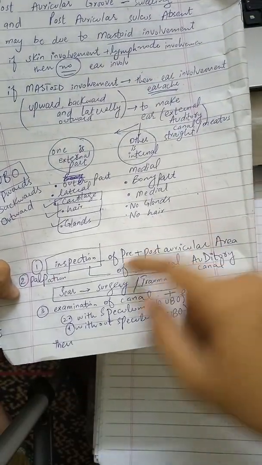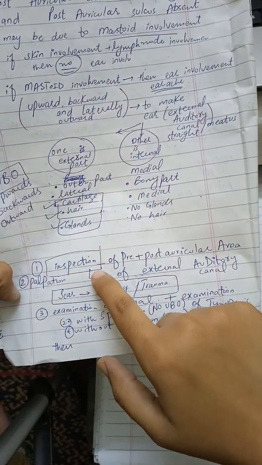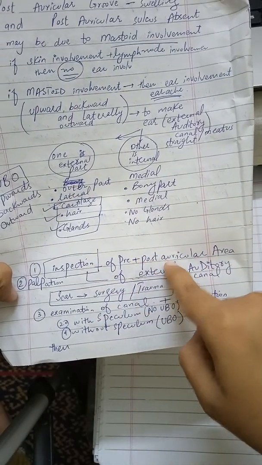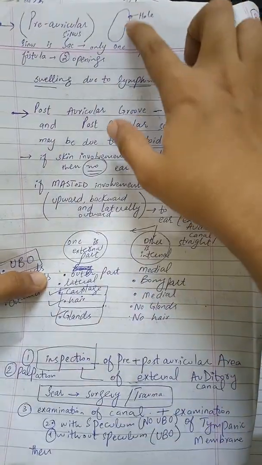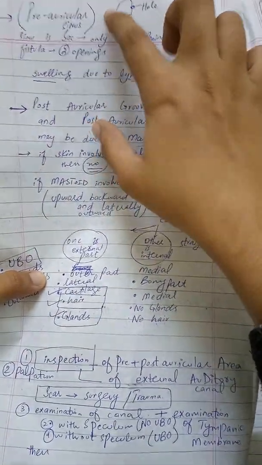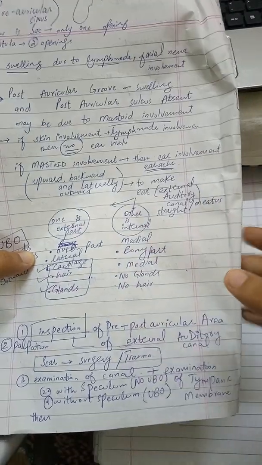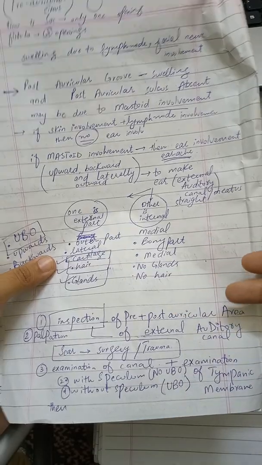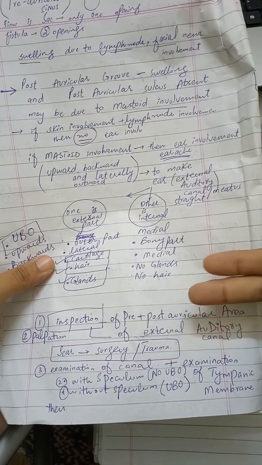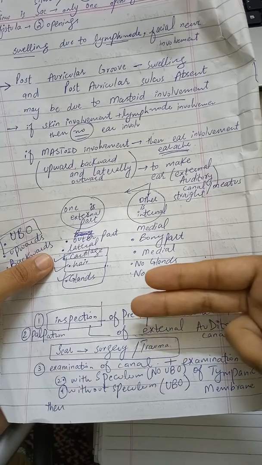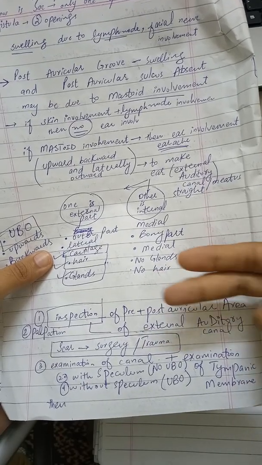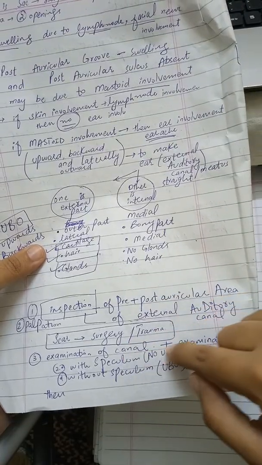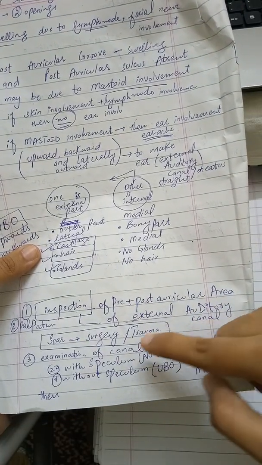And so in examination, we first do the inspection to see the pre-auricular and post-auricular area, meaning in front of and behind the ear, to observe any kind of swelling, any kind of trauma, or scar. Then inspection of the external auditory canal, and then palpation by touching.